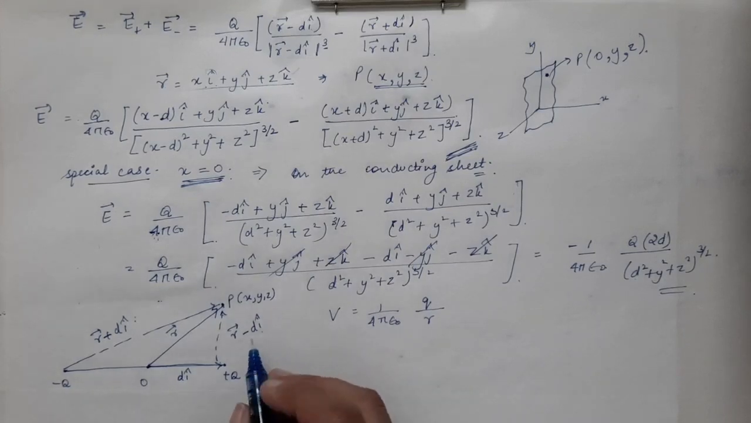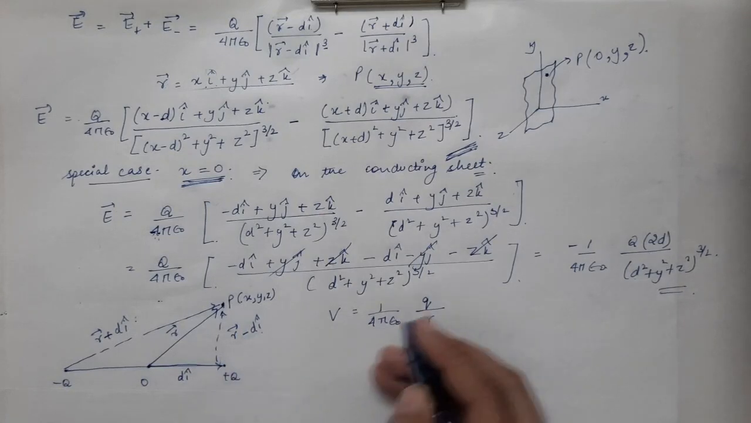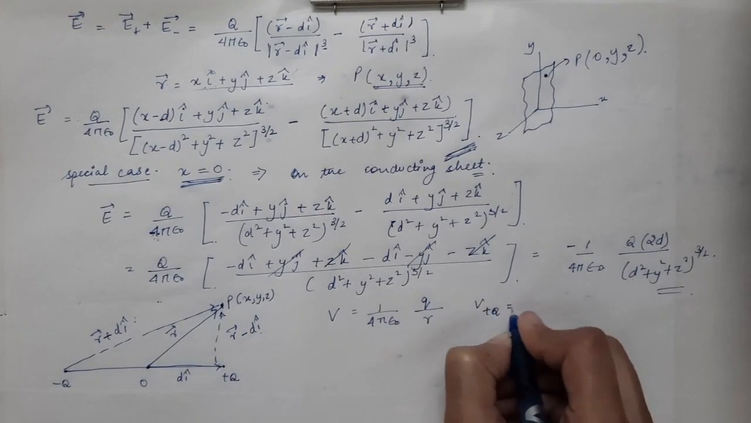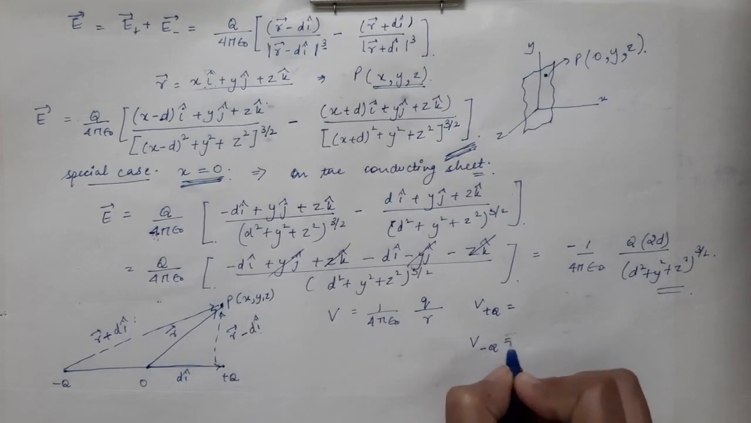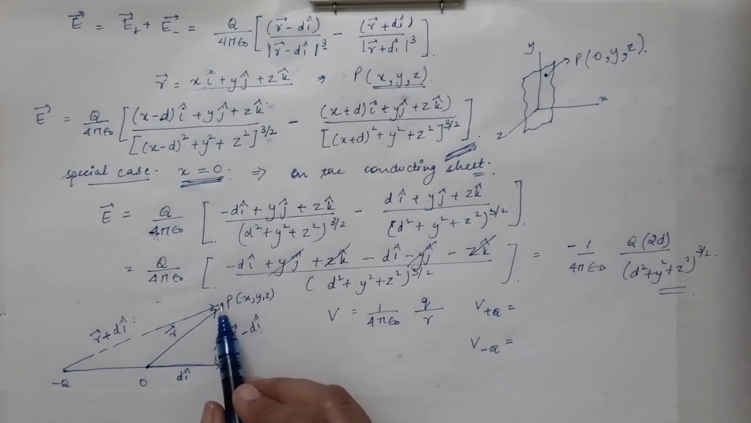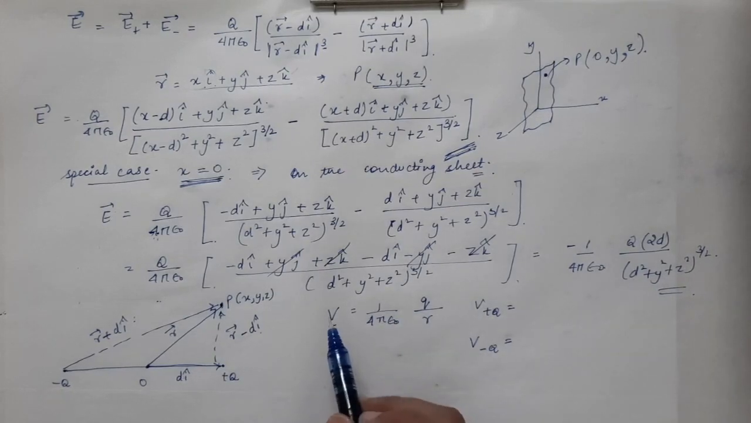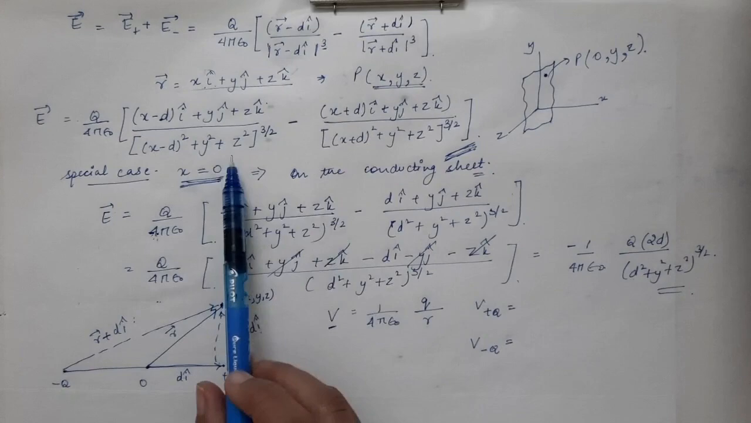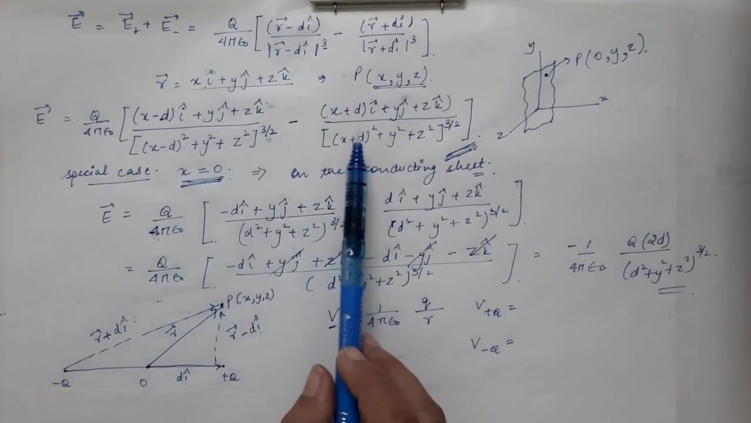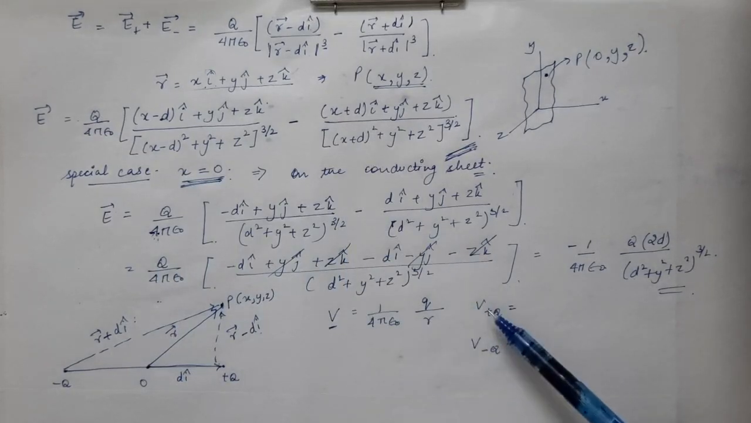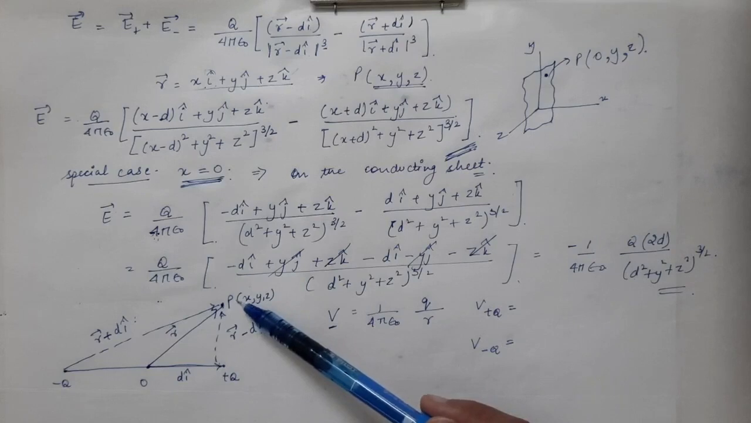Now to find the potential at point P, first of all we are going to find the potential due to plus q charge at point P, and then we are going to find the potential due to minus q charge at the same observation point P, and then we will just do simple addition because potential is a scalar quantity, in contrast with the electric field which is a vector quantity. There we have to do vector addition, and here we can just do simple addition, which will give us the net potential at the observation point P.